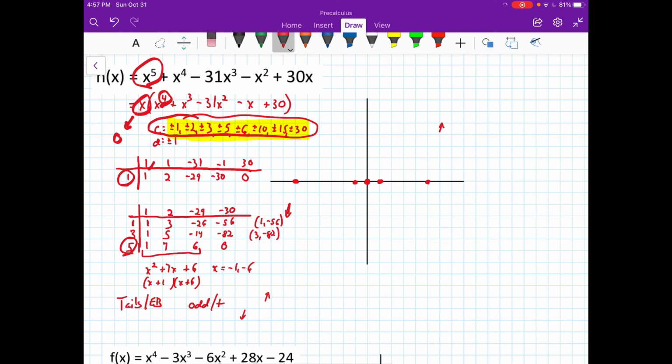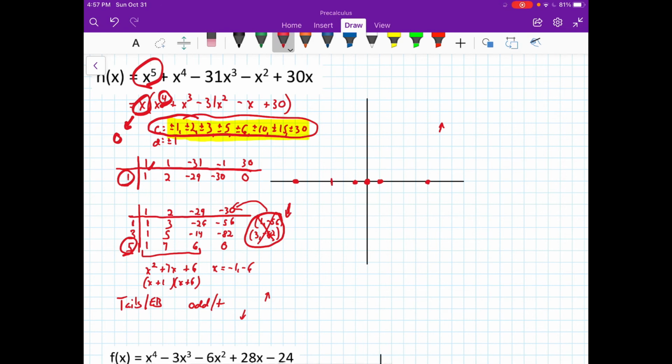Some other values, we already have our y-intercept. I need to make a correction. This was from this polynomial, not from our original. So these are not necessarily points on our graph. So we need to plug in some values.